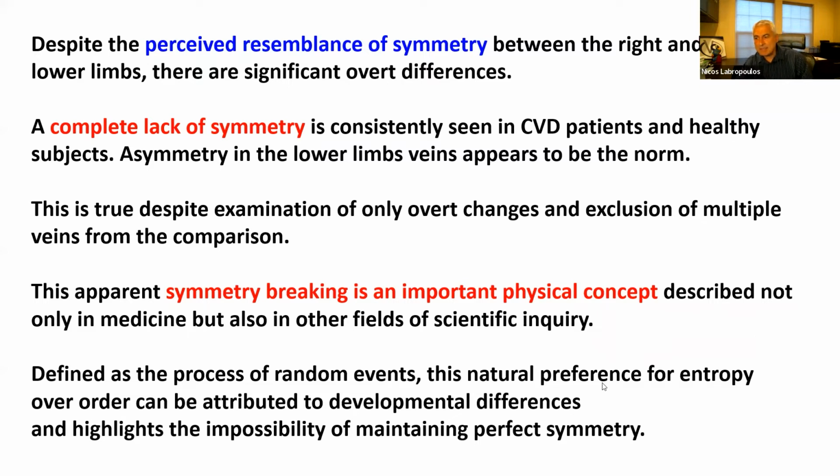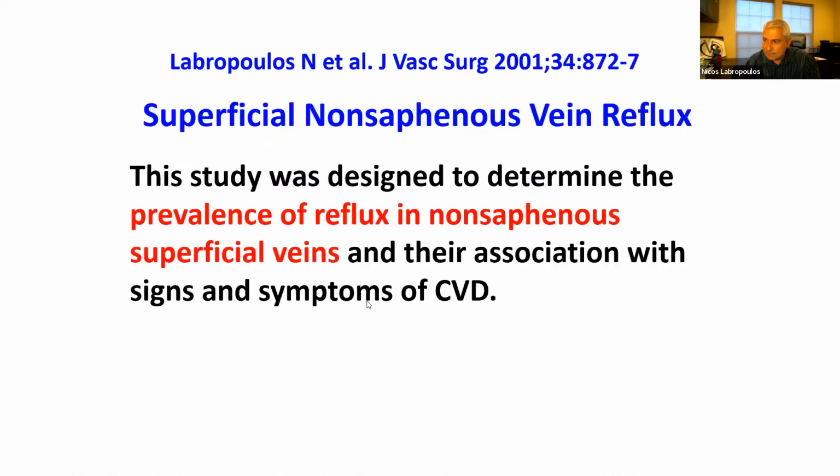This apparent symmetry breaking is an important physical concept described not only in medicine, but also in other fields of scientific inquiry. Defined as a process of random events, this natural preference of entropy over order can be attributed to developmental differences and highlights the impossibility of maintaining perfect symmetry. So when you examine a patient, looking at the left and right limb, you're often going to find different things. And you have to be aware of this so you can manage your patients better.